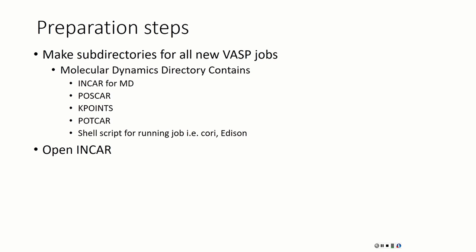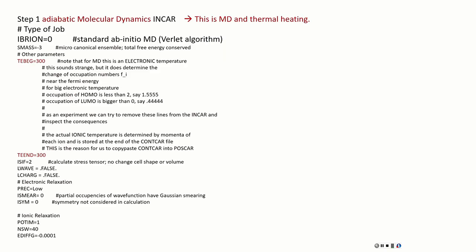Likewise, we could set up a molecular dynamics directory, and to do that, we could use our INCAR that we've seen before. So that's special for our MD, and we'll see what that looks like. We'll need our POSCAR, our KPOINTS, and our POTCAR. If you're not running a small local job on Photon, you're going to need your shell script for Cori or Edison if you're running in NERSC. So let's go ahead and open our INCAR.